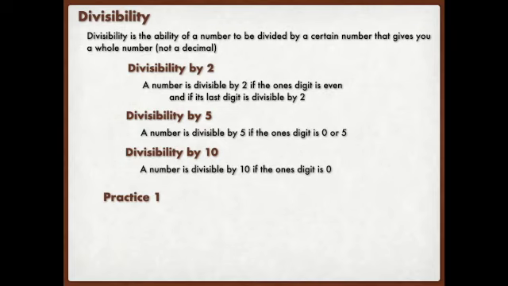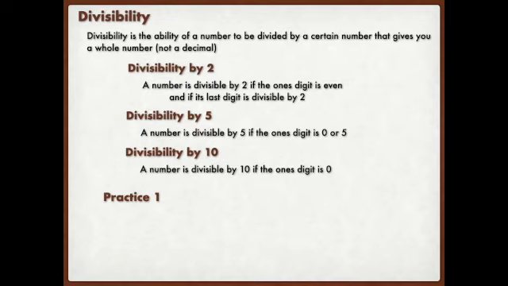5, 10, 15, 20, 25, 30, 35, 40. And then divisible by 10. The rule here is a number is divisible by 10 if the ones digit, the ones place, is a 0, such as 10, 20, 30, 40, 50, 60, 70, 80, 100, 110. If it ends with a 0, it would be divisible by 10.